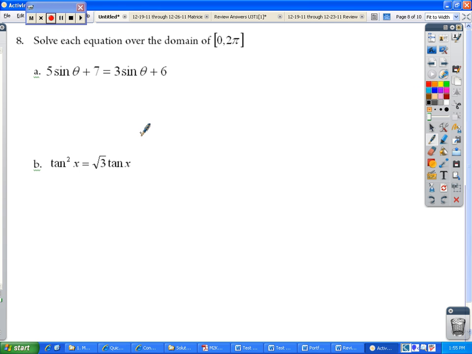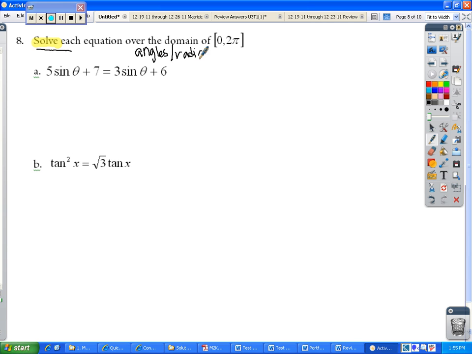Number 8, now we're going to solve each of our equations. I know that the biggest decision here is, do I have to get it equal to 0, or can I just get the functions of sine, cosine, tangent, etc. on one side and the numbers on the other? So we're going to talk about the differences in types of equations. Again, these are solve each equation. In this case, we're going to look for actual angles or radians.